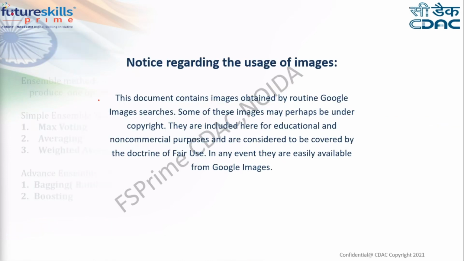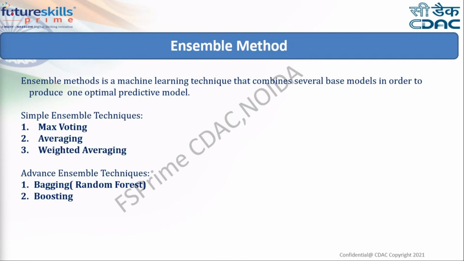Okay, now let's see the formal definition. Ensemble method is a machine learning technique that combines several base models in order to produce one optimal predictive model. Base models means those different models to whom we have given the data set. Those will be the base models, or you can say the weak models, in order to produce one optimal predictive model. That optimal predictive model will be a strong model.